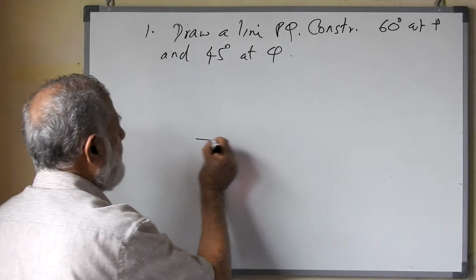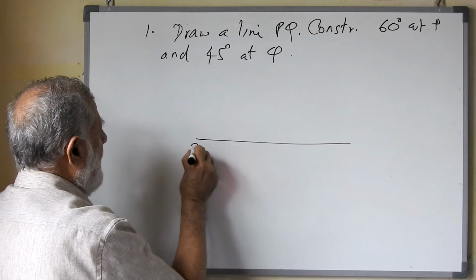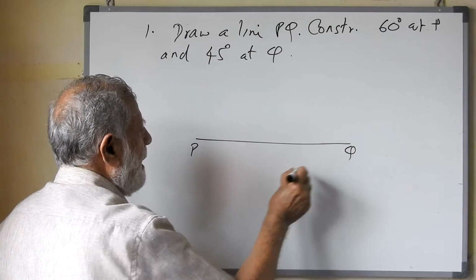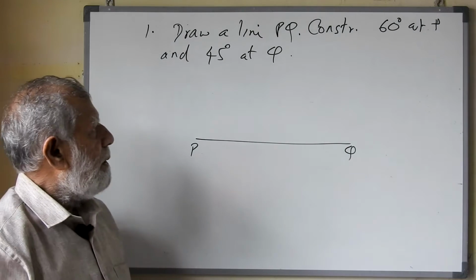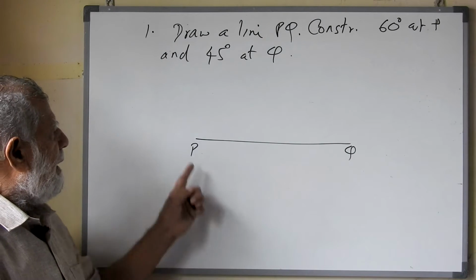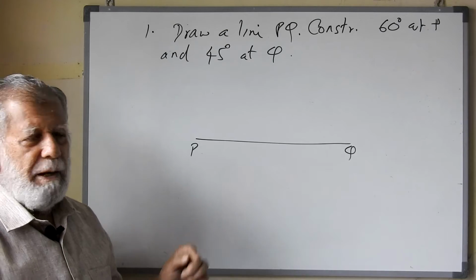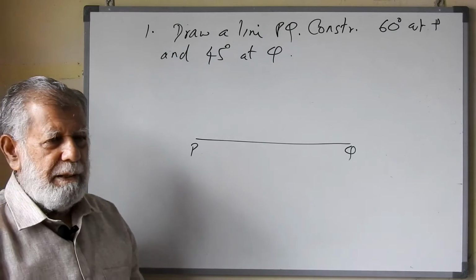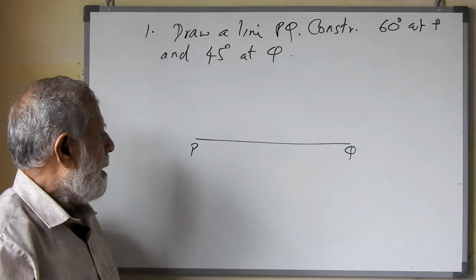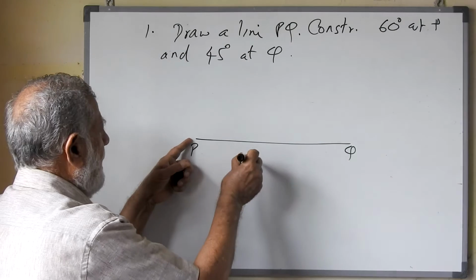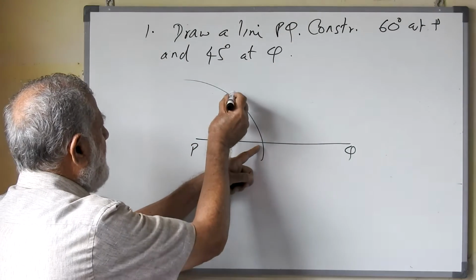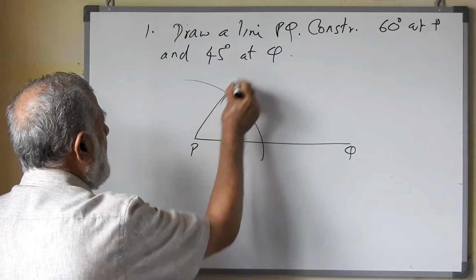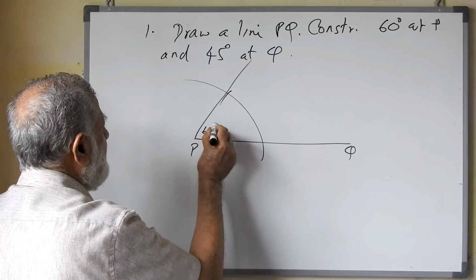So we draw a line PQ. The length is not given, so we just draw a line like that and put P here and Q there. Now we have to construct 60 degrees at P. We know how to construct 60 degrees: we draw one arc and cut the same arc. So here we draw an arc like that, and from here cut out the same thing. So we join this. So this will be 60 degrees.